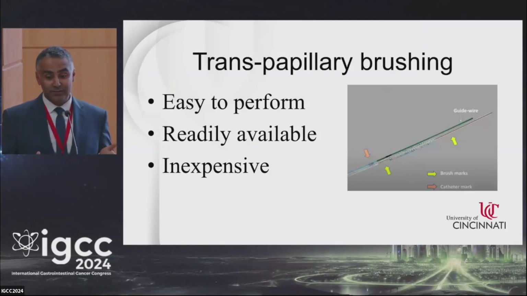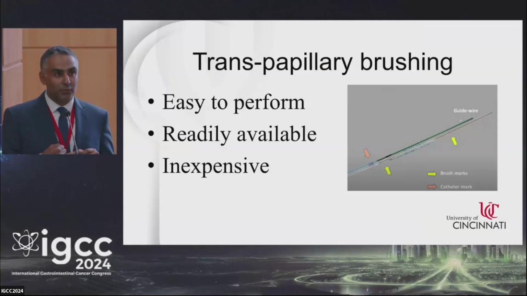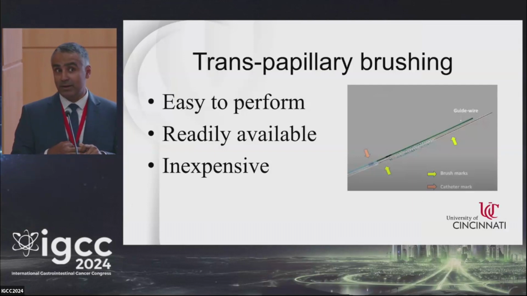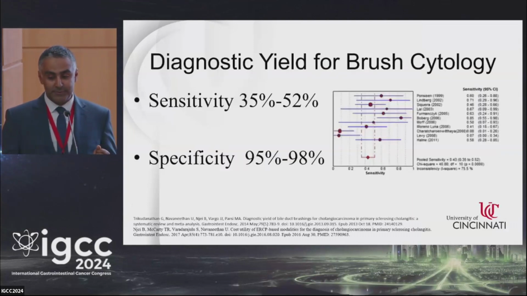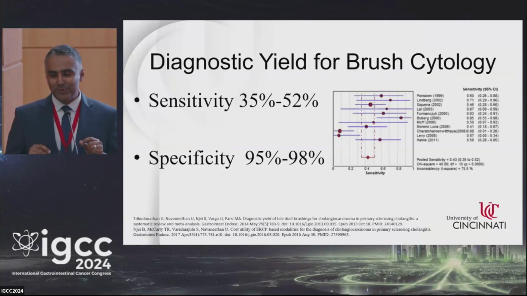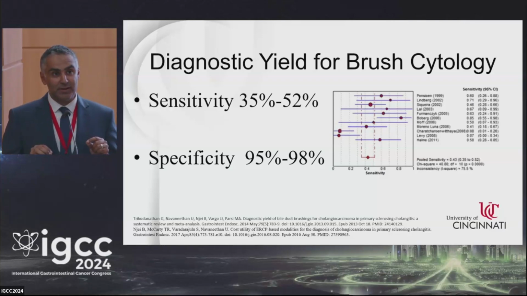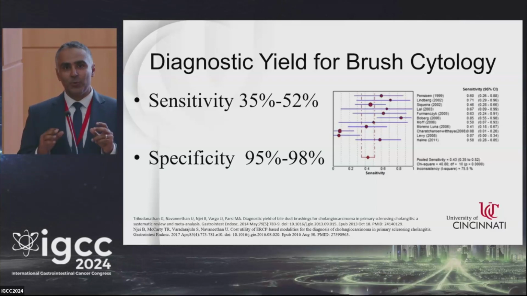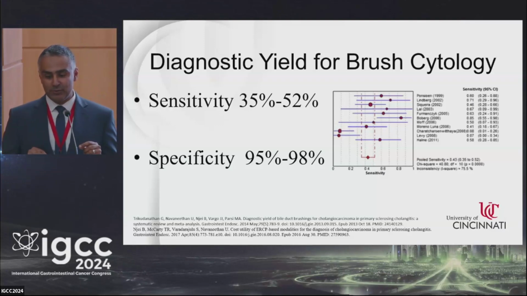Brushings have several advantages. They are easy to perform, they are readily available in most endoscopy suites, and they are inexpensive. So that's a great advantage for biliary brushings. But it's important to remember that the diagnostic yield of brush cytology alone does not exceed 50%. That means that 1 out of every 2 patients with cholangiocarcinoma will be missed if we just perform cytology alone.